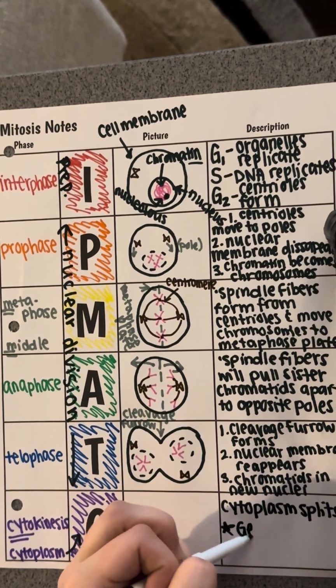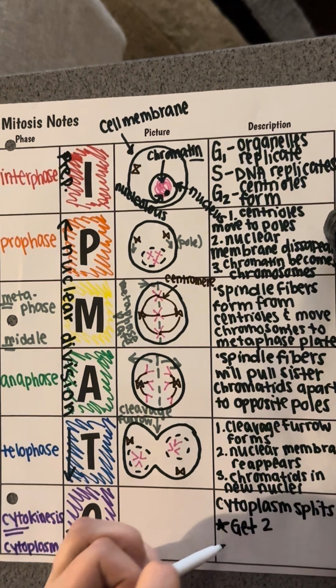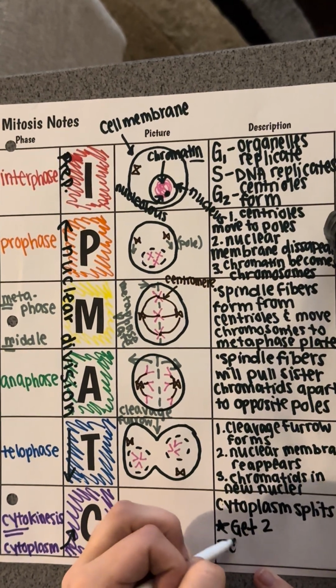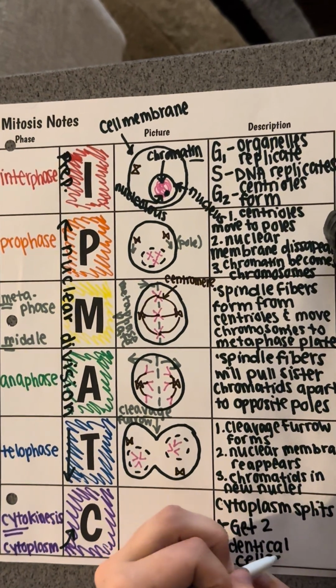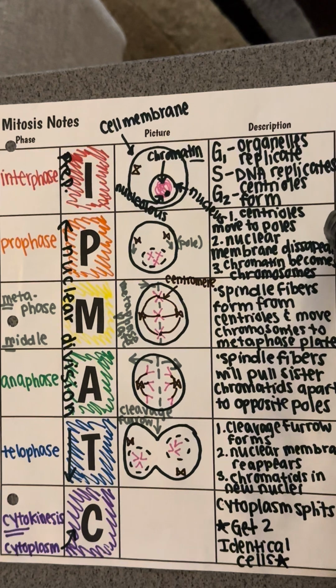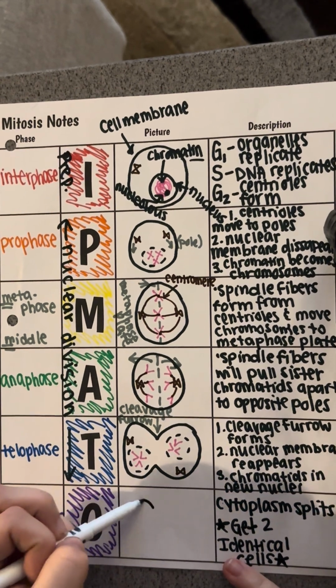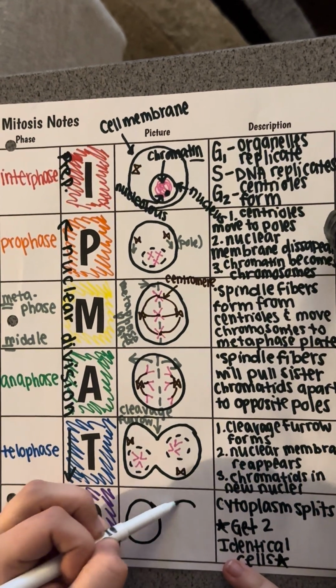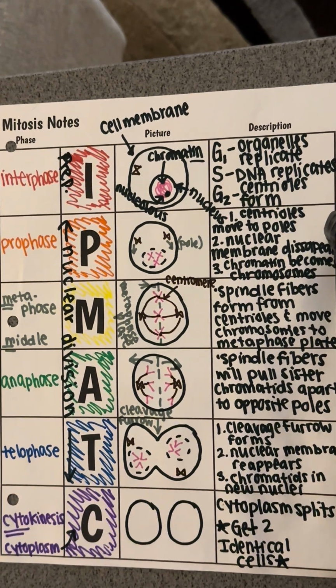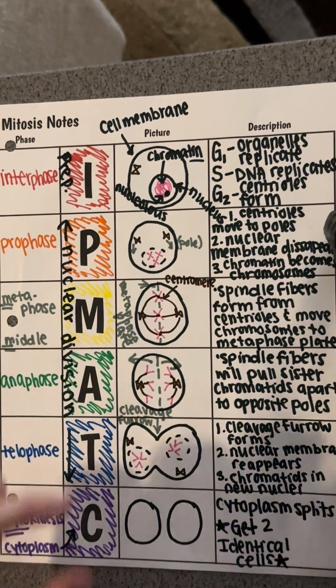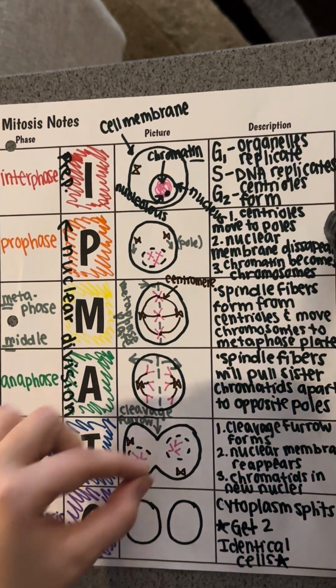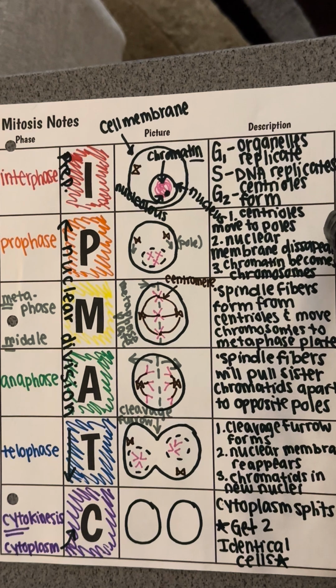We get two identical cells. If your cells are not identical at the end, you did something wrong, and your body's going to get rid of those cells. So here are going to be our two separate cells. The cytoplasm is just a split, right down the middle. The membrane actually pinches off on either side to create the two.